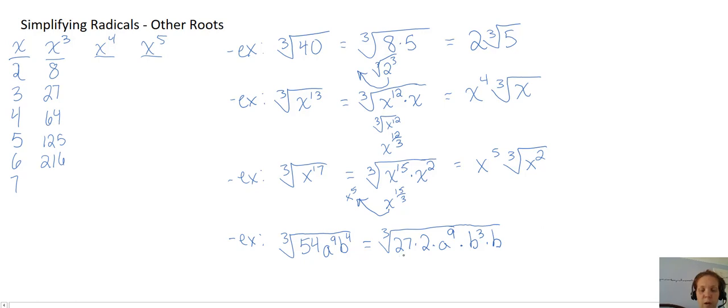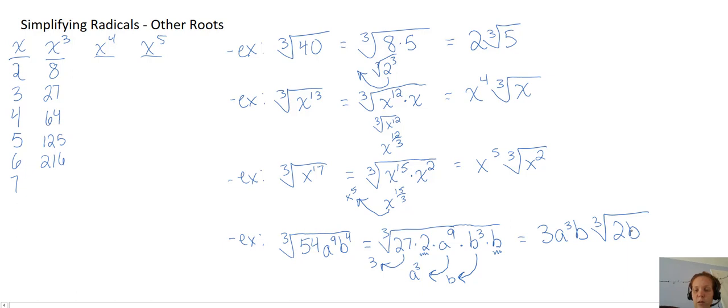So now if I look at what can come out, 27 can come out as 3, because the cube root of 27 is 3. a to the 9th can come out as 9 divided by 3, which is a cubed. b to the 3rd, 3 divided by 3 is 1, so just b. And that looks like the 2 and the last b need to be left in. So 3a cubed b come out, cube root of 2b stays in.